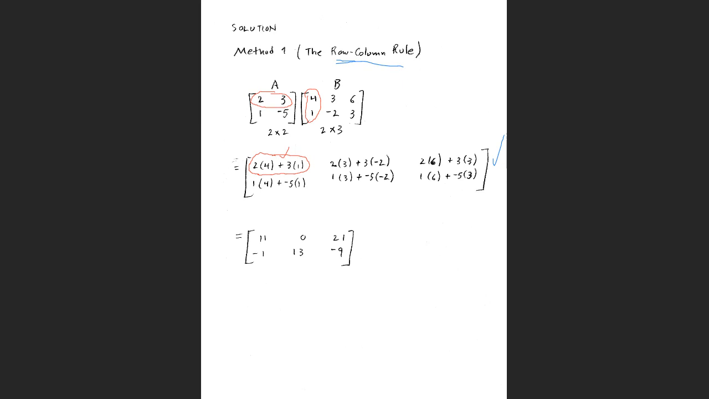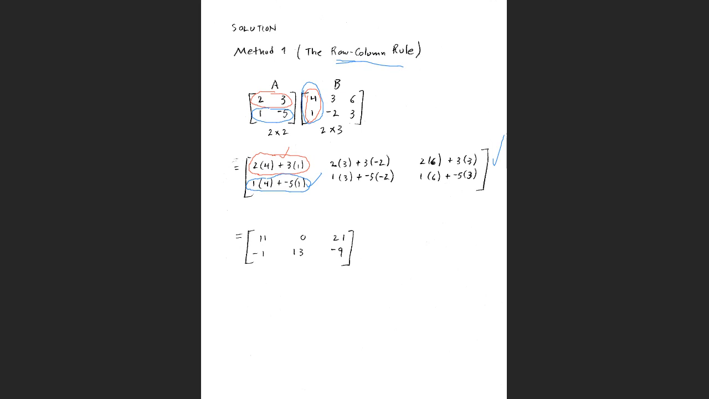Let's look at this element here in the matrix. That element is in the second row, first column. So to get that element, you take the second row and multiply it by the first column. All right, are there any questions on that? This element's in the second row, first column, so you have to take the second row of the matrix A and multiply it by the first column of the matrix B.